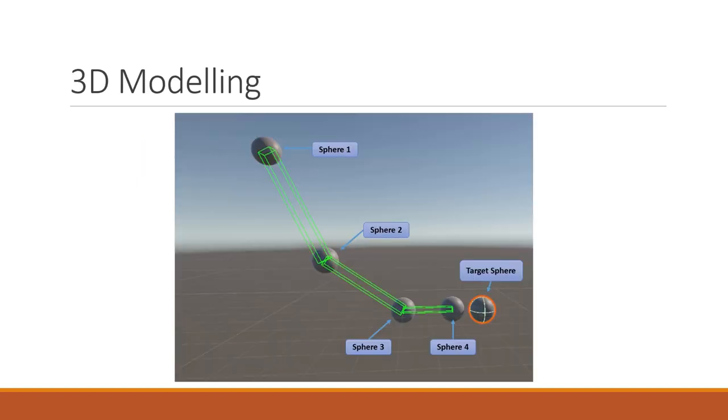Here's the 3D modeling we make. There are 4 spheres and target sphere. Sphere 1 will act as the shoulder of the humanoid robot arm. Sphere 1 will be able to move on X and Y axis from 0 to 190 degree with a counterclockwise movement. And Sphere 2 will act as an elbow of a humanoid robot.